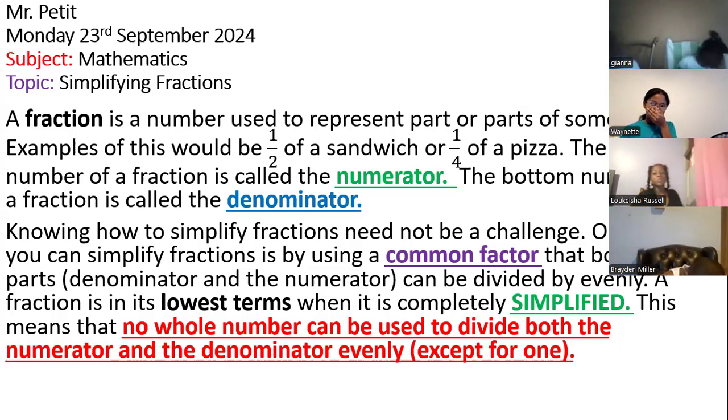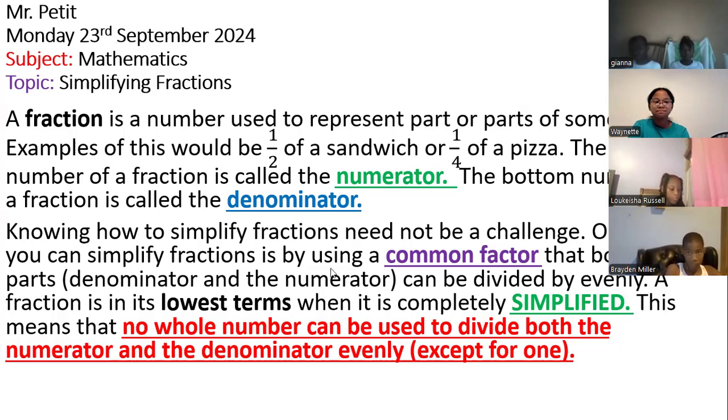Joel and Gianna, please do not play. Okay, so when we say that a fraction is in its lowest terms, what do we mean? Winnett. It can't be even. No, Winnett. I'm talking to Winnett. The answer's right there on the screen. When we say it's in its lowest terms, what do we mean? That's completely simplified. It's completely simplified.